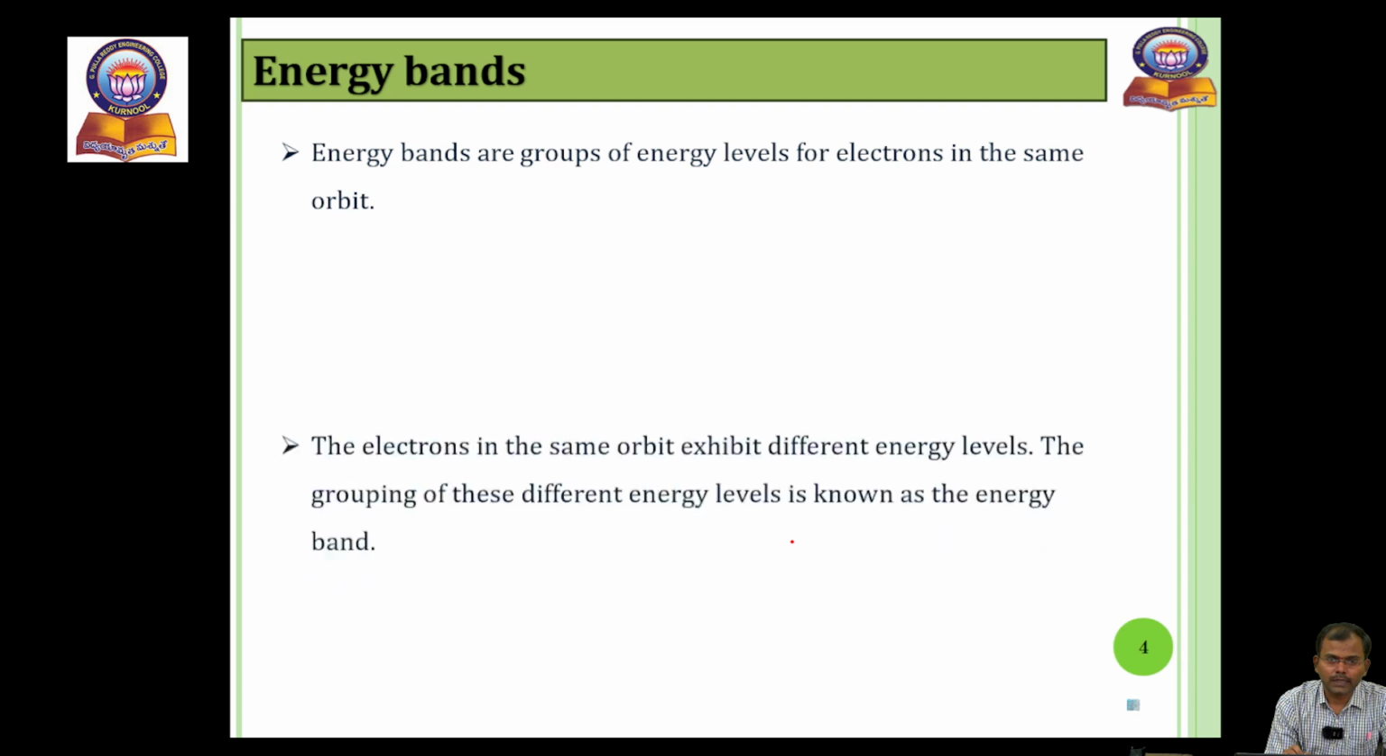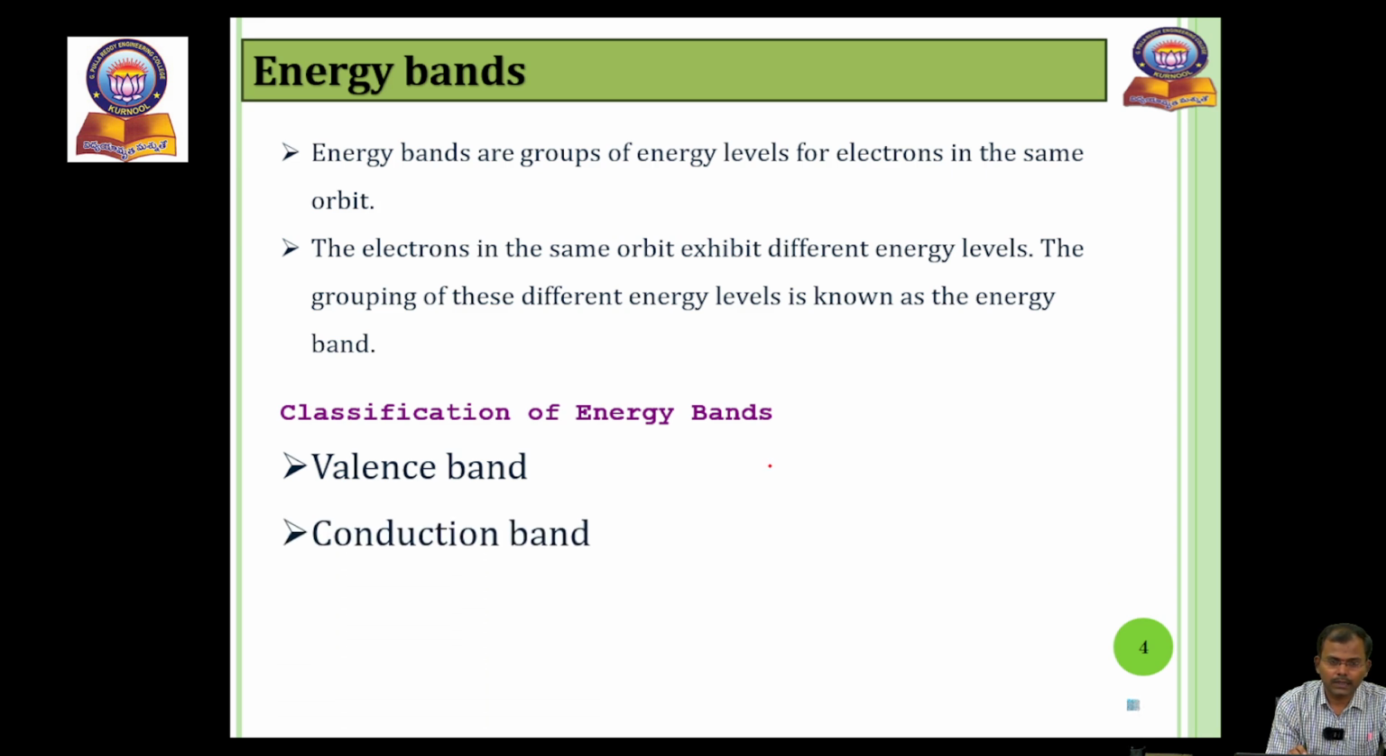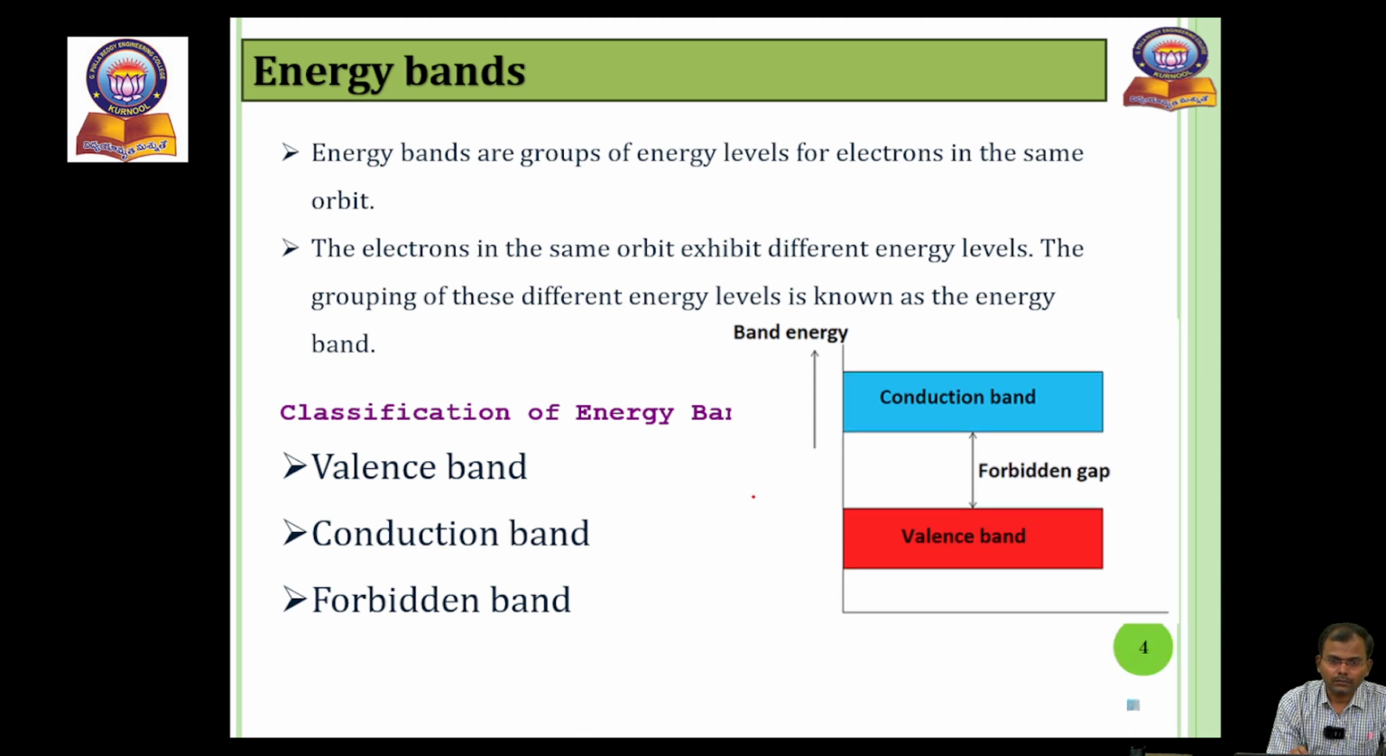Then energy bands. The energy bands are groups of energy levels for electrons in the same orbit. The electrons in the same orbit exhibit different energy levels. The grouping of these different energy levels is known as the energy band. There are three different types of energy bands. One is called the valency band, second is the conduction band, third is the forbidden band. And this is the band structure.